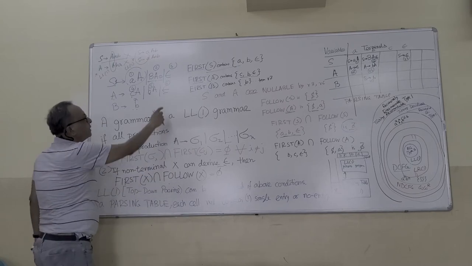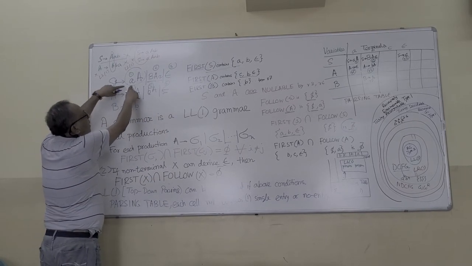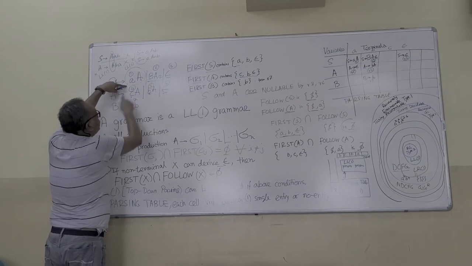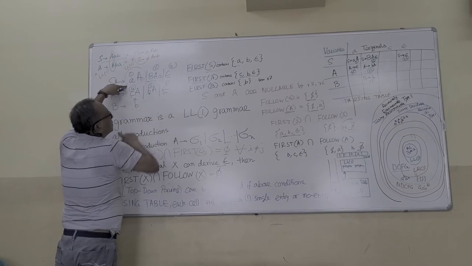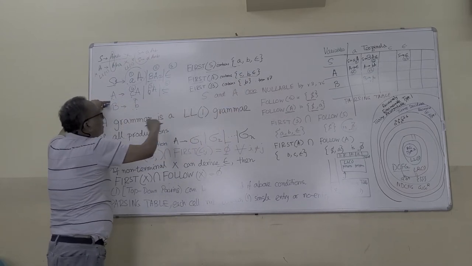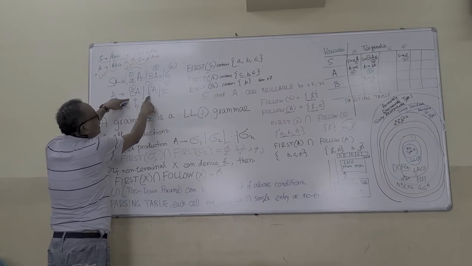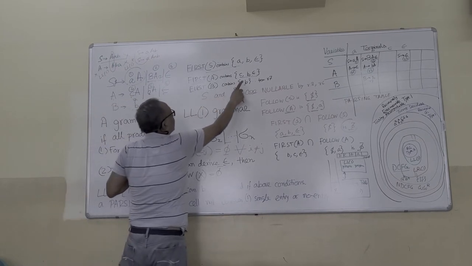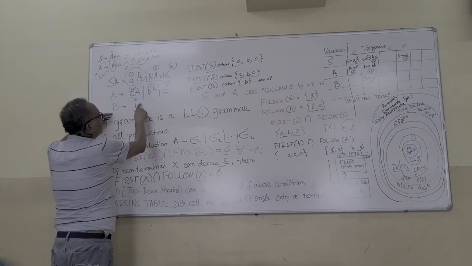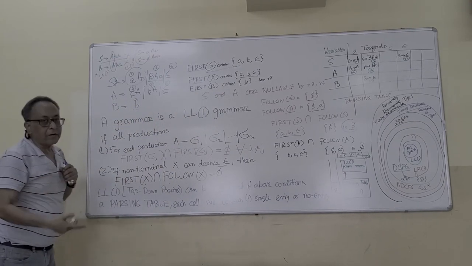So here we see first of S is definitely a, and from capital B it is b, and epsilon. So first of S is a, b, epsilon. Then first of A is c, and from here first of B and epsilon. So c, b, epsilon. Then first of B is only b, no epsilon. So we have to calculate first, then we have to calculate follow.